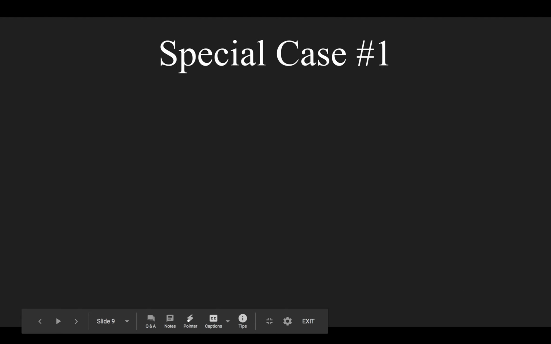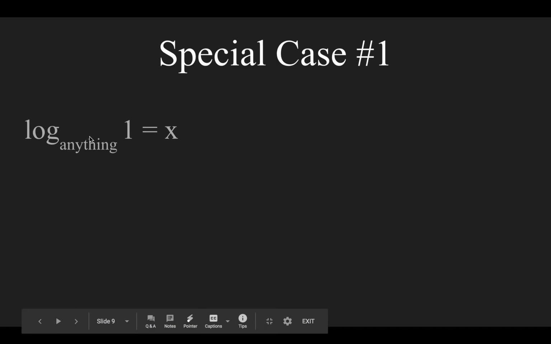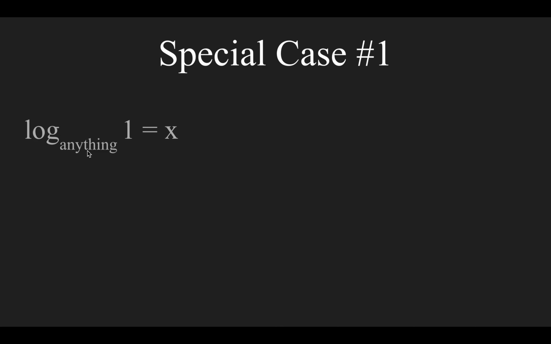So, as with anything, there are exceptions. We have our special case number 1. This is if log of literally anything, any number, pick a number and put it right here, except for 0 and 1. It has to be bigger than 1. So 2, 3, 4, 5, 6, 100,000, 200,000, a million, 5 million, 10 million, anything. And then with a y of 1 equals x. So just like this, anything to the power of x equals 1.